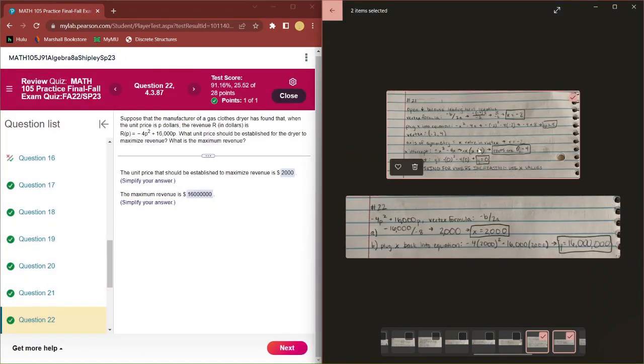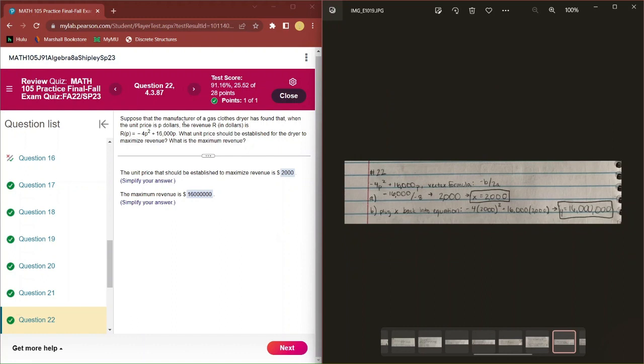Question 22. Here it's another vertex formula problem. Whenever it asks to maximize or minimize something, it's asking for the vertex. So you just plug your numbers into the vertex formula, get -16,000 over -8, which is 2,000. So the x value, or the answer for this, is 2,000. Then you plug 2,000 back into the equation, and you get 16 million.